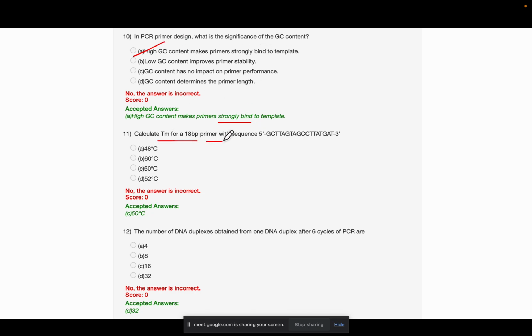Calculate TM of an 18 base pair primer with sequence 5 prime this sequence. There should be a formula by which you can calculate how much GC percentage is there. In the previous class we discussed that formula, how much GC concentration is there, you have to calculate from there, and if you know the primer length, you will be able to calculate the TM. After this calculation, the answer they got is 50 degrees Celsius. If you solve the problem, you will be able to find it.